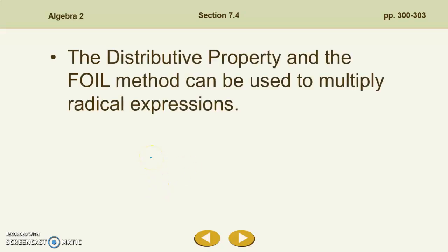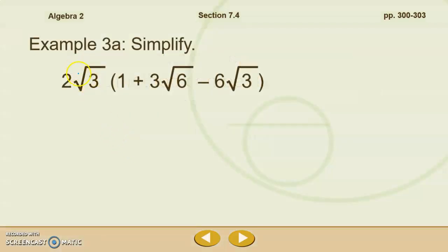The distributive property and the FOIL method can be used to multiply radical expressions. So we're going to try one where you have to distribute a radical to simplify. Let's simplify this problem: 2 root 3 times (1 plus 3 root 6 minus 6 root 3). To get rid of those parentheses, we are going to distribute this 2 root 3 to each term. So 2 root 3 times 1 is just 2 root 3. 2 root 3 times positive 3 root 6.